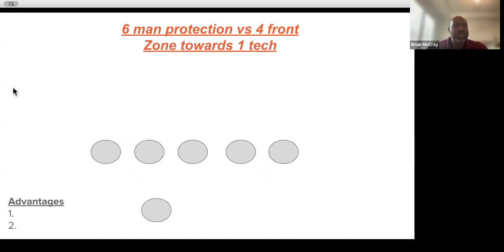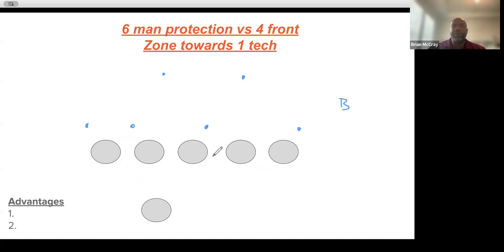Okay, so now what if we have a situation of a six-man protection? And we're going towards the one technique. So again, I'm going to put a normal defense here, and I put a 4-2 front in, and we're going to go to the one technique. And I'll put a backer on the opposite side so we can see that.